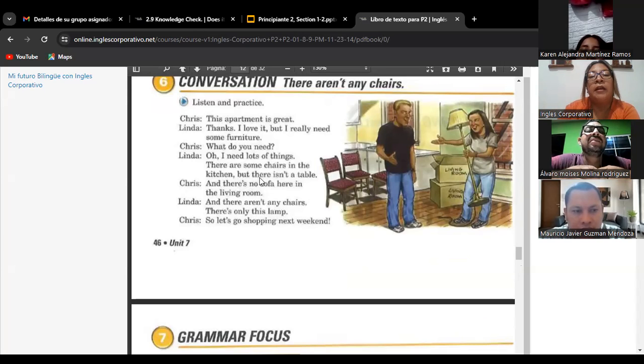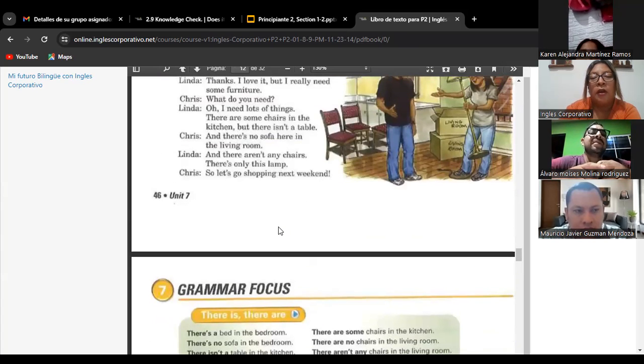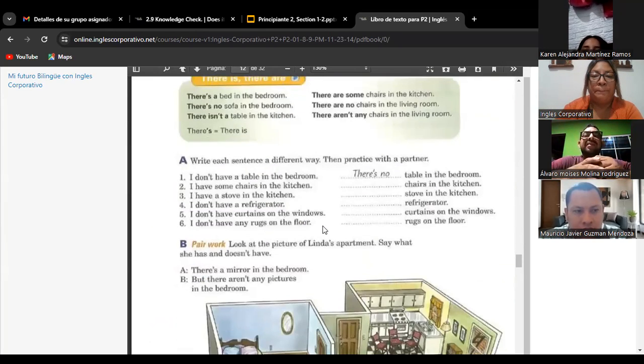Es que there's no es como que no hay ninguna probabilidad de que el objeto esté ahí. And there isn't puede ser no hay, o no está aquí. Podría usarse de esa manera también. Okay, there isn't a chair in the living room. O sea, puede que sí hay, pero están, por ejemplo, en el bedroom. Sí tengo chairs, pero no están aquí en el living room, sino en el bedroom. En cambio, cuando yo digo there's no, es porque no tengo en ningún lado. ¿Ok? Thanks. Ok.